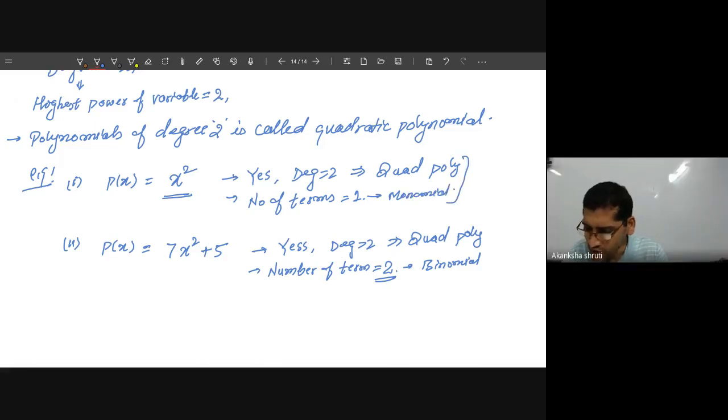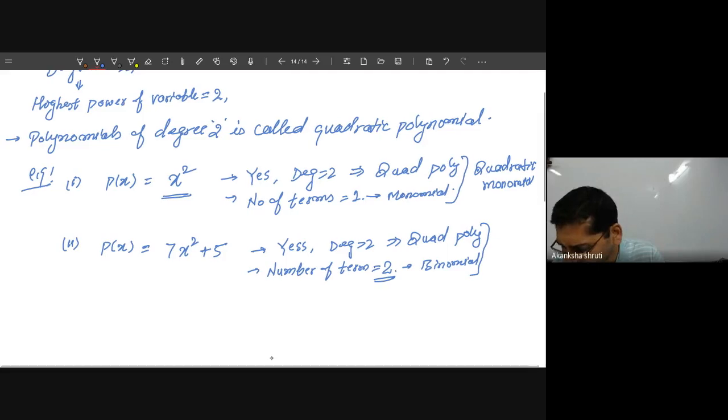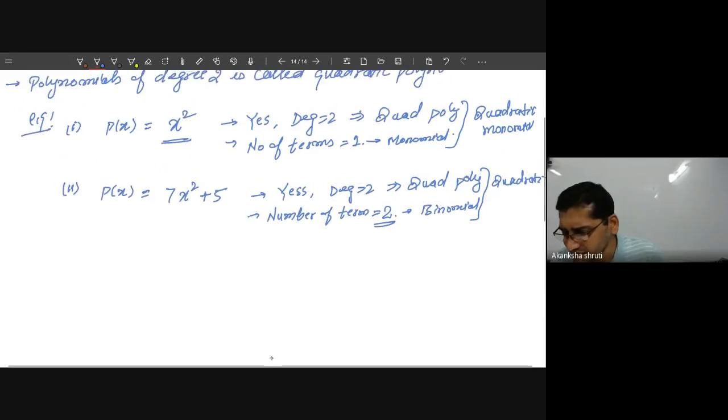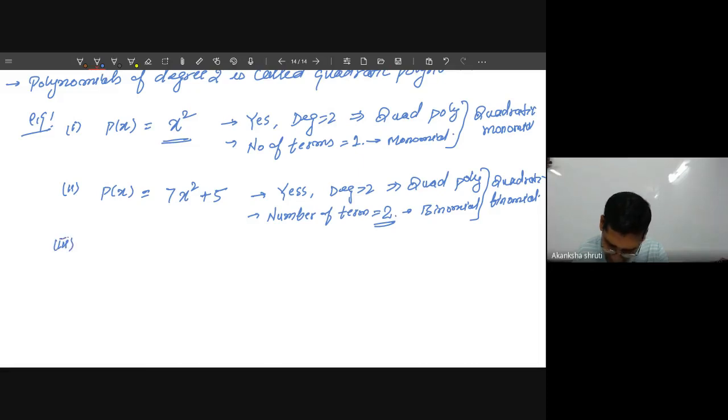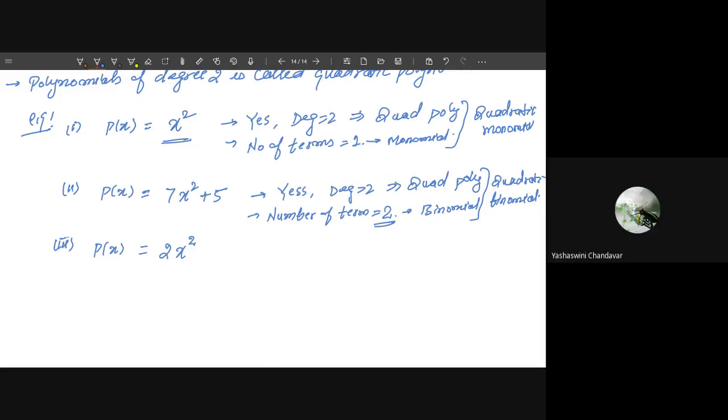So combining these two, this can be called a quadratic monomial. And combining these two, it is called a quadratic binomial. So what is this monomial, binomial, trinomial, that I will also write later. The third one is, let me take another example, say 2x square. Hello, students, you are there? Yes, sir.